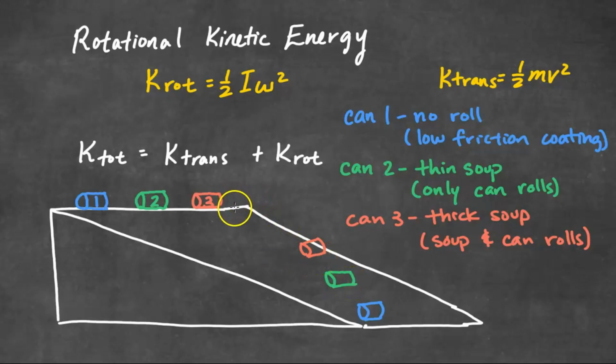Can number 3 is going to be last place because even more energy is going into rotating the can, because not only is the metal part of the can rotating, but the soup is rotating, and less energy is going to be available to move it down the ramp.